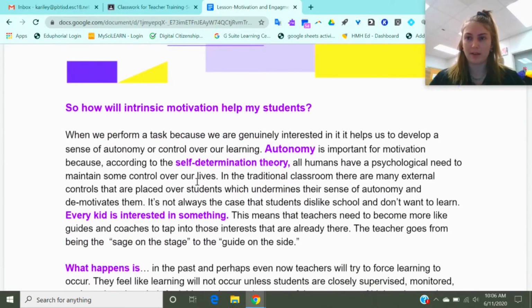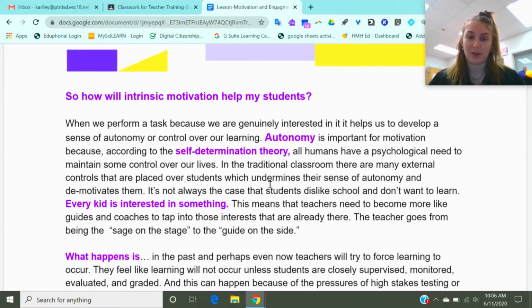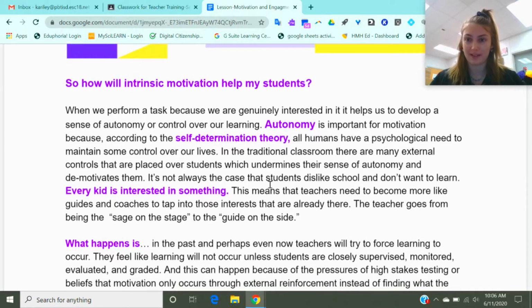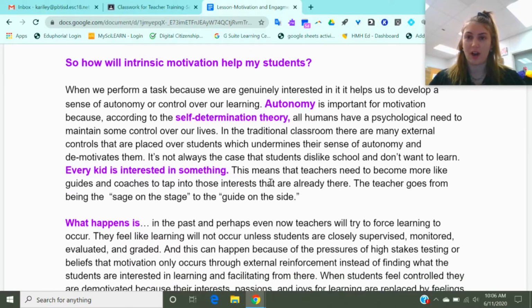Okay, so now we've kind of gone over what intrinsic and extrinsic motivation are. So now, how is intrinsic motivation going to help my students? Because at least in traditional education, a lot of what we do in the classroom has to do with external control factors, which we will address here in a little bit.